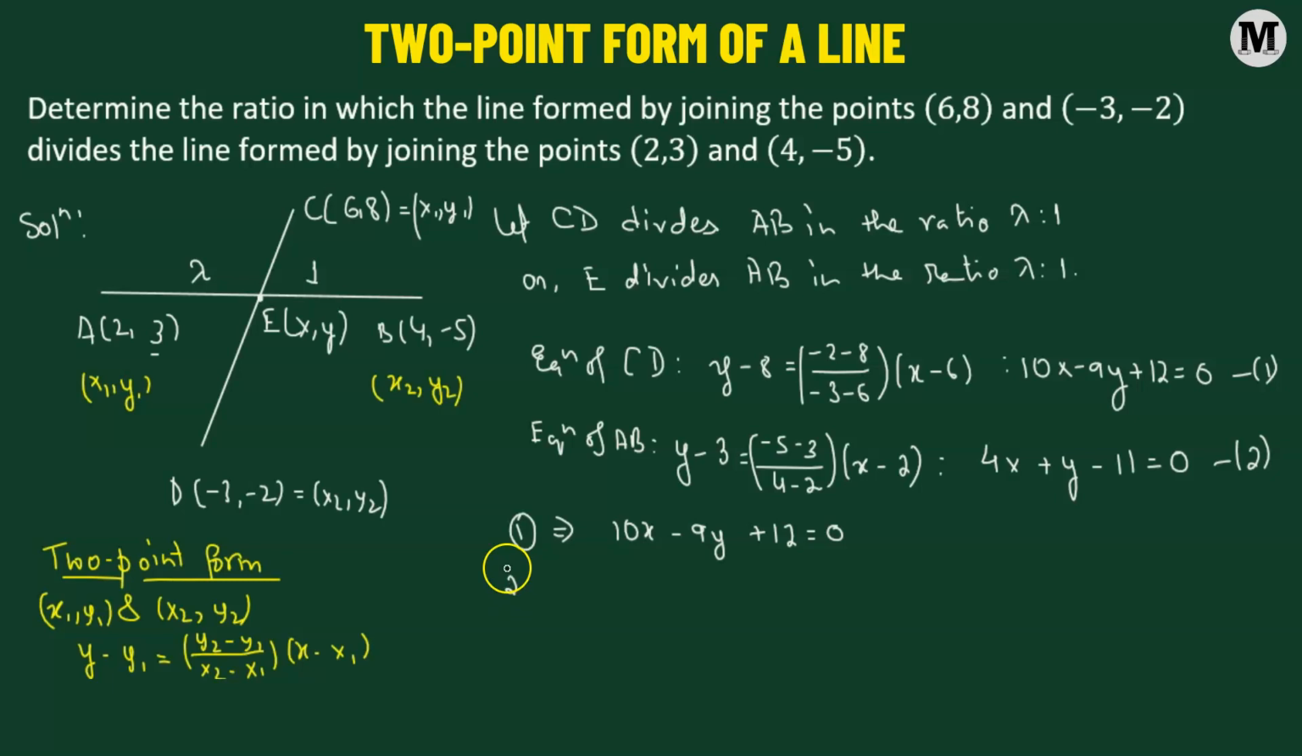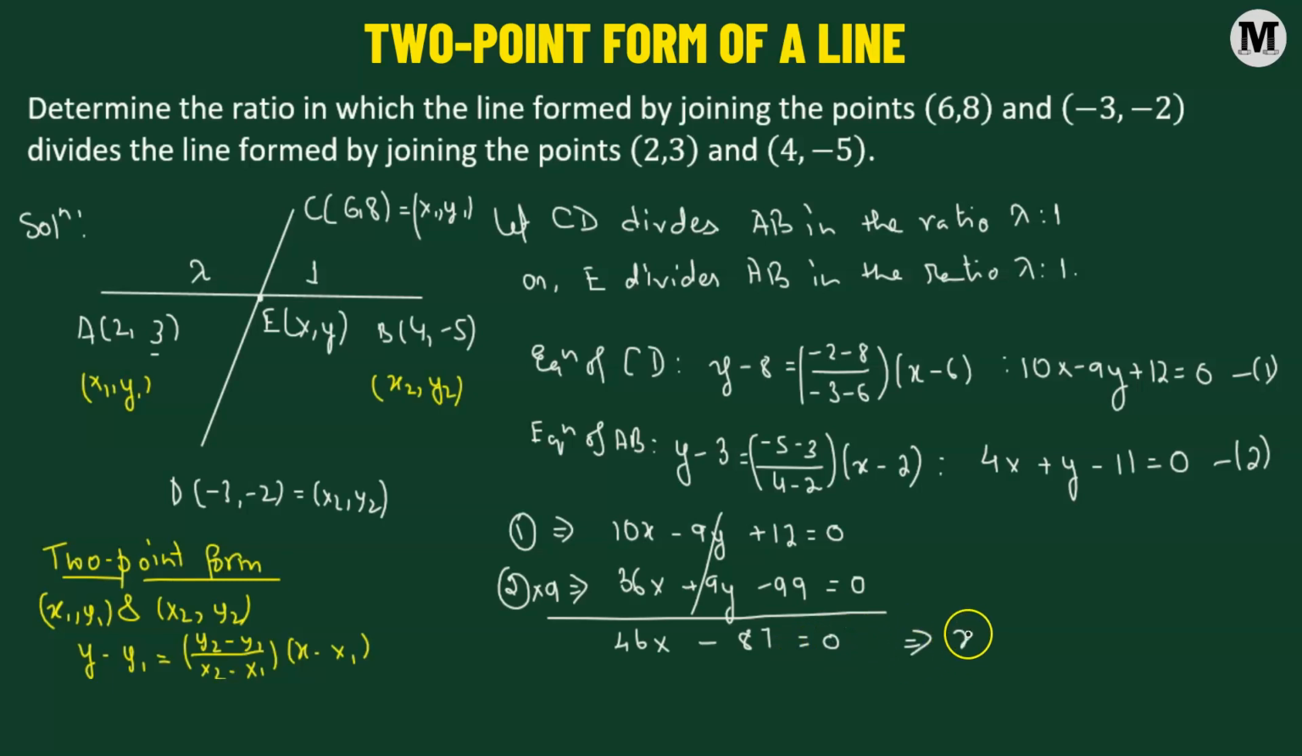Then we're going to take equation number 2 and multiply throughout with 9. So we have 9 times 4, that's 36, plus 9y minus 9 times 11, that's 99. This will be equal to 0. Add the two equations to get 46x. So here, positive 9y and negative 9y cancel out, and then we have minus 87 equals 0. So we get the value of x. So x comes out to be 87 over 46.